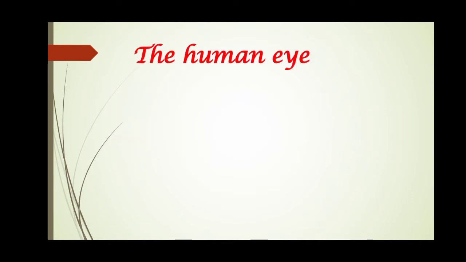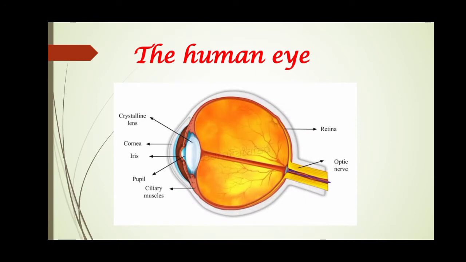The human eye. Our eye is shaped like a ball. It has a roughly spherical shape. The outer coat of the eye is white. The outer coat of the eye is tough so that it can protect the interior of the eye from damage during an accident.